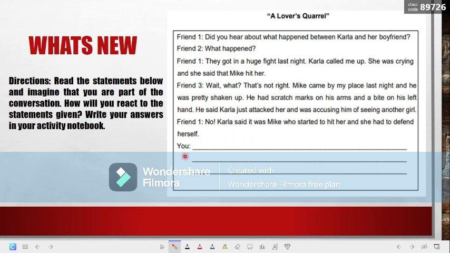Then, here's the space where you are going to write your answer or whatever your opinion. What can you say after hearing this conversation?